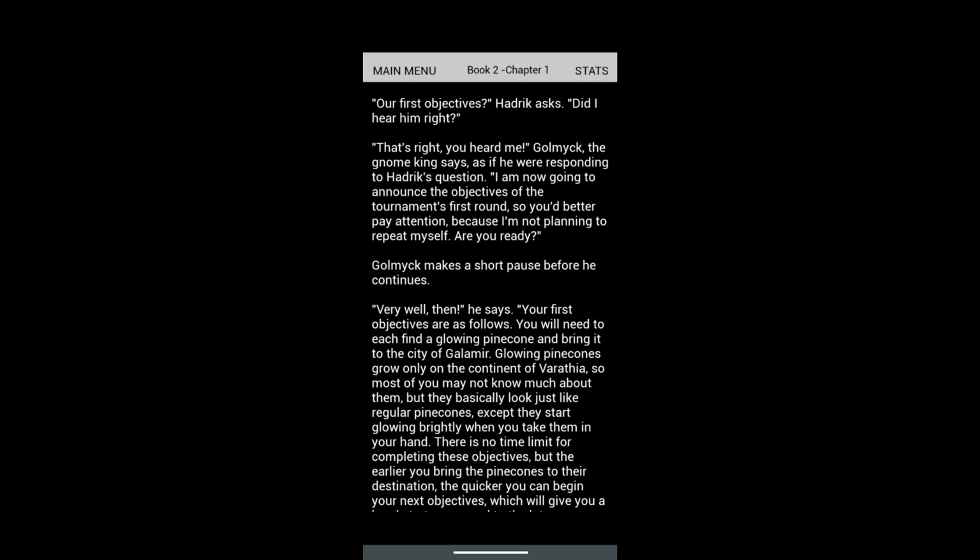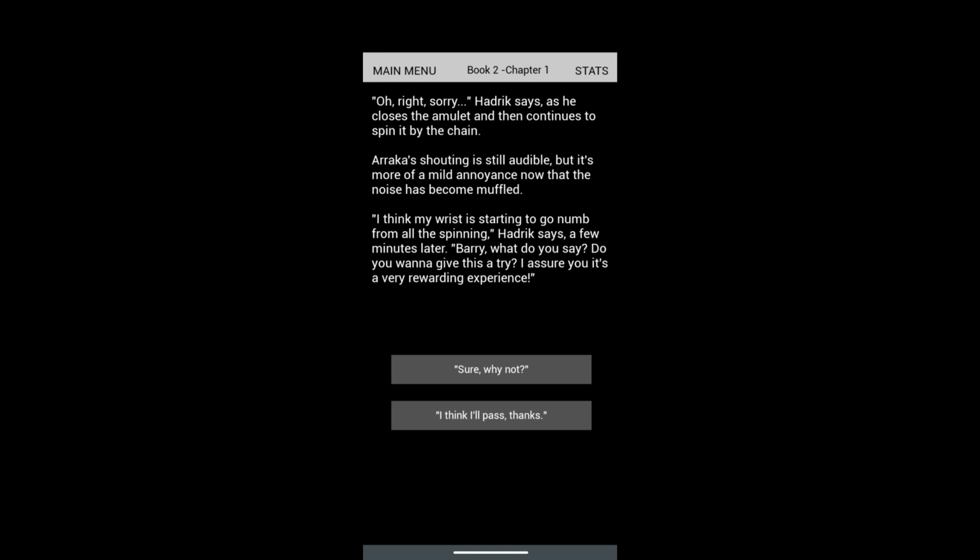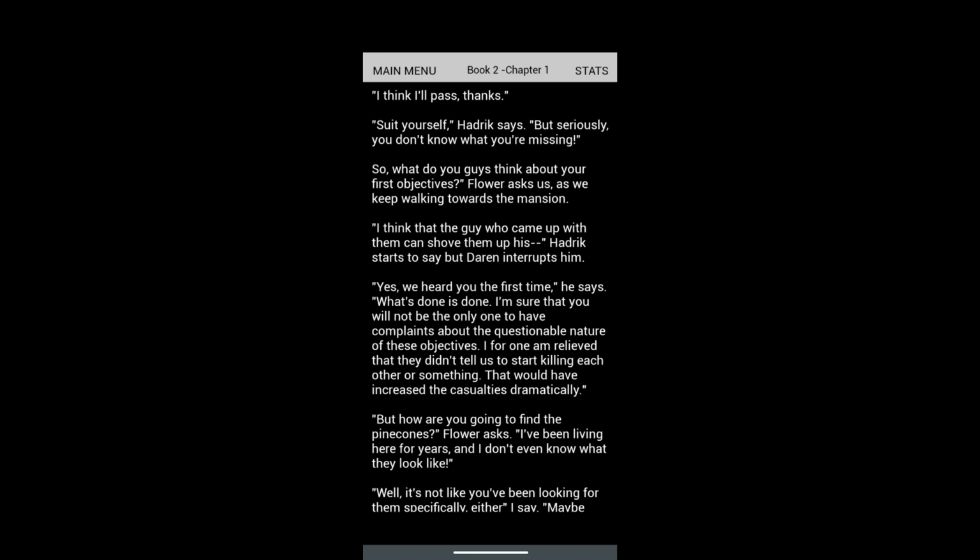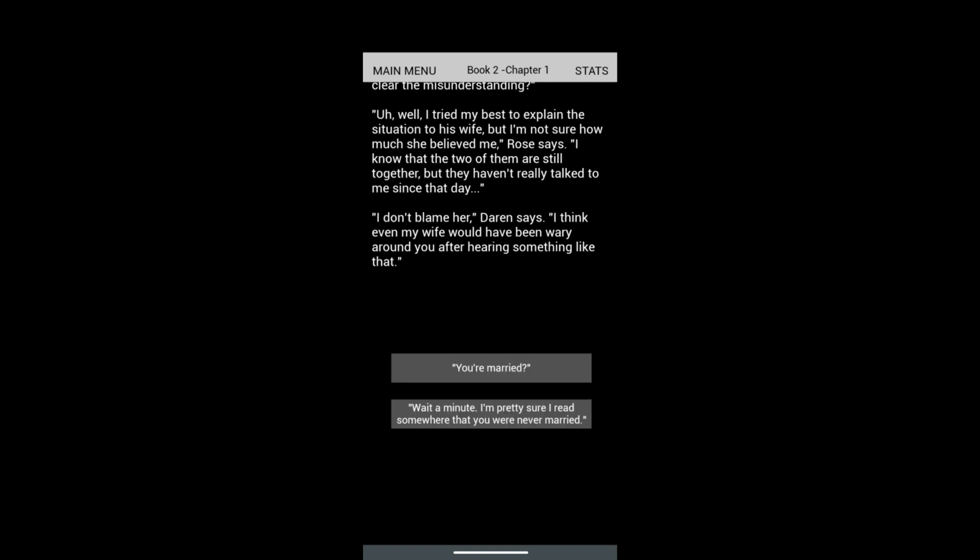So let's start. This is a sequence where Hardrick is spinning Araka's amulet, and he asks us, would I like to spin it as well? I think I'll pass, I say. It says don't spin Araka's amulet, so we'll go with that. I think I chose this last time as well because I didn't get an achievement, the long distance achievement you're supposed to get, which I believe I already have at the moment. I don't remember how you used to do this.